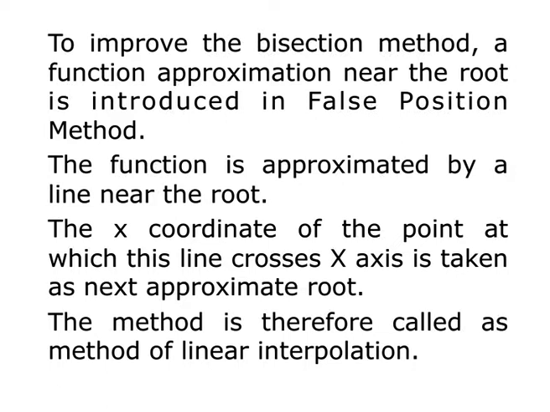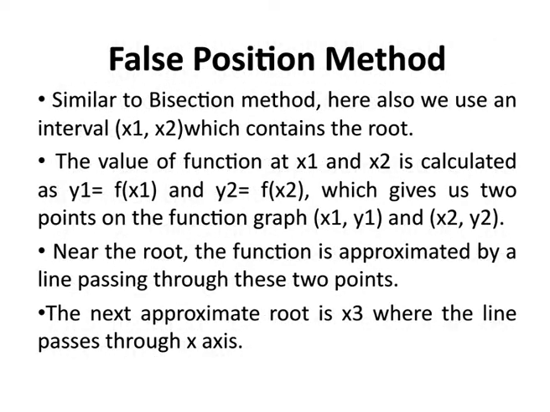Similar to the bisection method, we start with an initial interval. That means we will take two values of x, x1 and x2, which contain the root. We will calculate the value of the function at these two x values. The values are correspondingly y1 and y2. This will give us 2 points on the function graph: x1 y1 and x2 y2.